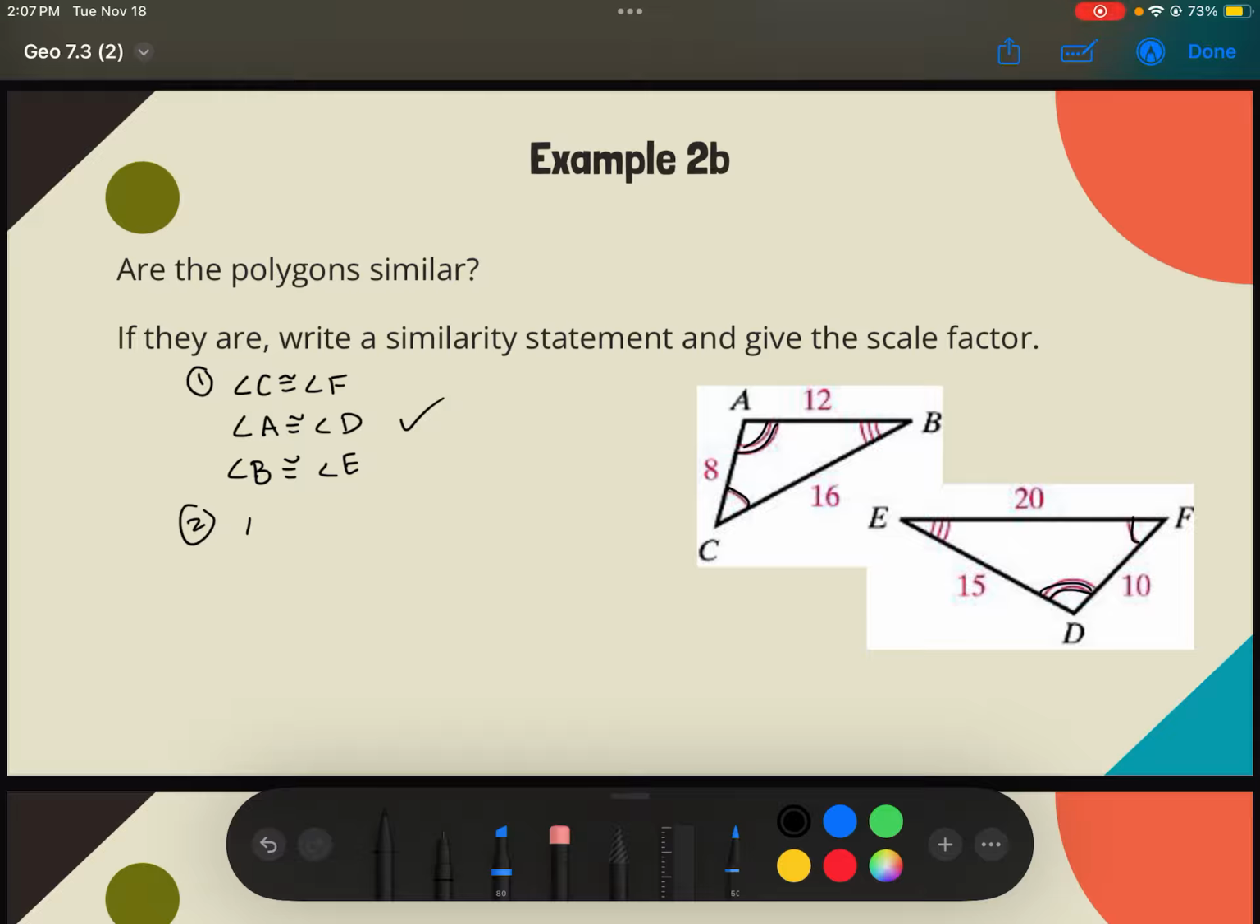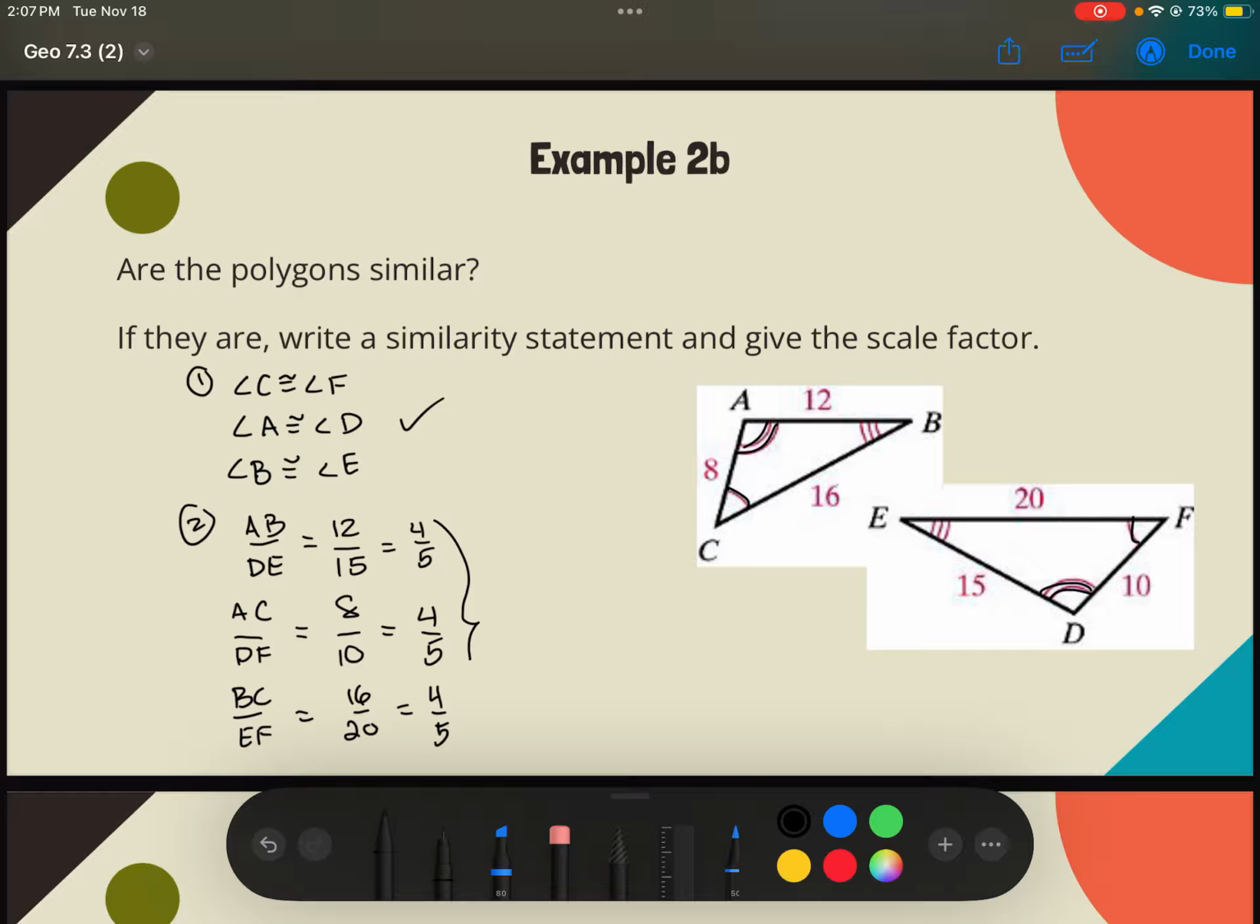So the ratio of AB to DE is 12 to 15. I can simplify that to 4 over 5. The ratio of AC to DF is 8 over 10. Simplify that to 4 over 5. Great, we're looking good. The last one, BC compared to EF, is going to be 16 over 20. And again, that simplifies to 4 over 5.